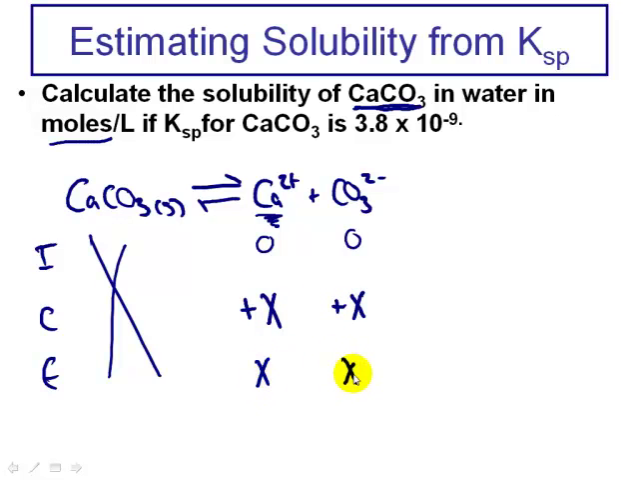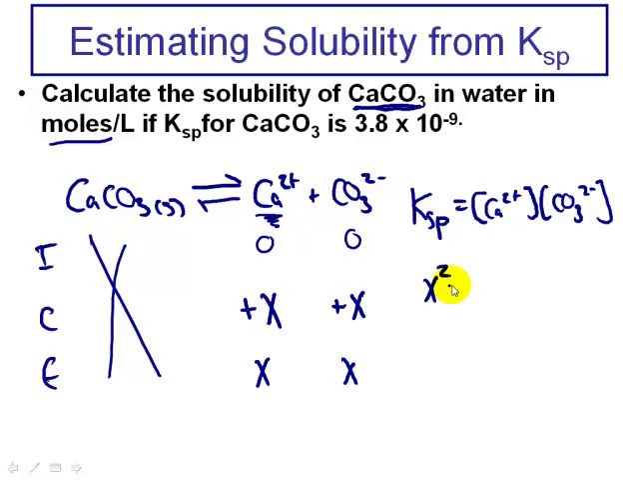and x carbonate ions. And if I want to now find the value of x, I'm just going to use the Ksp expression. Ksp for calcium carbonate is going to be equal to the equilibrium concentration of calcium ions, right, times the equilibrium concentration of carbonate ions. Okay, since both of these are x, Ksp is going to be equal to x squared. The value of Ksp, we've already seen, is given up there. It's 3.8 times 10 to the minus 9th power.